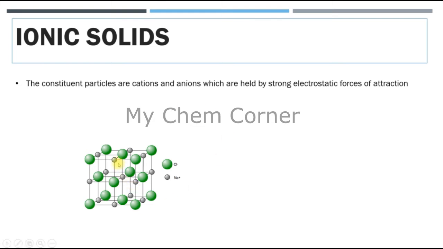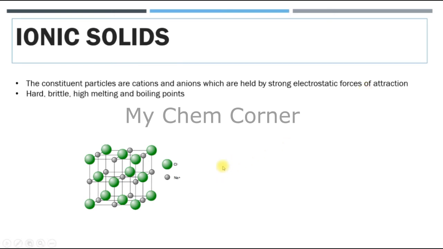Now what are these spheres here? The bigger green spheres that you see are chloride ions and the smaller spheres that you see are sodium ions. So these are constituent particles of an ionic solid, and how are they held? They are held by strong electrostatic force of attraction.